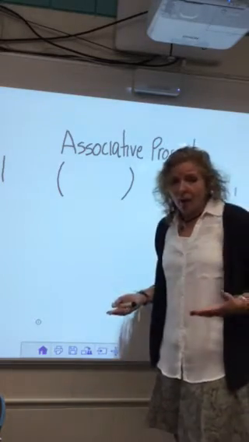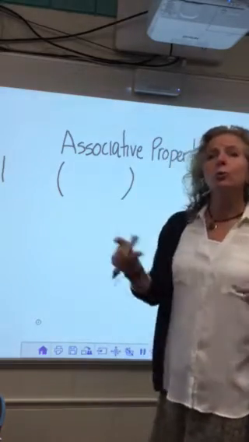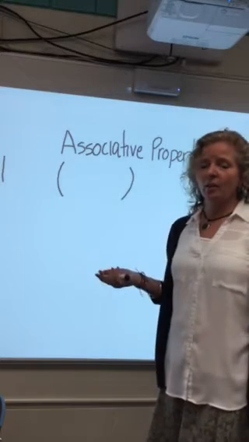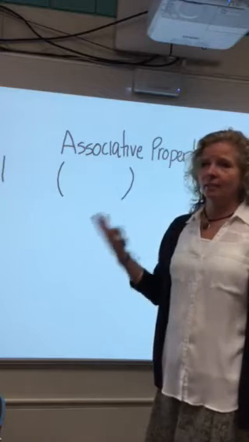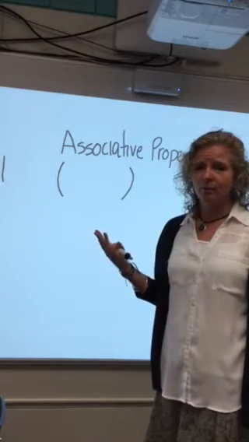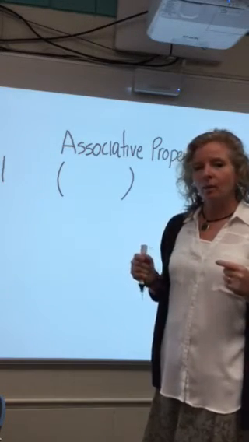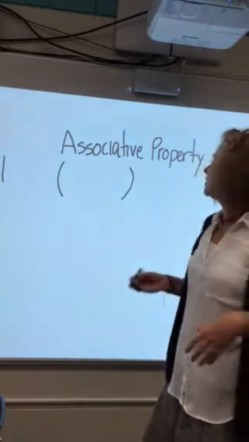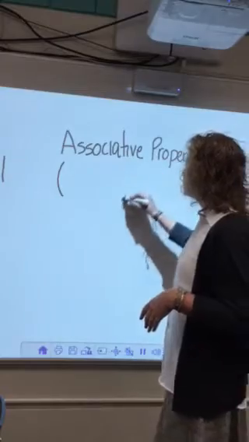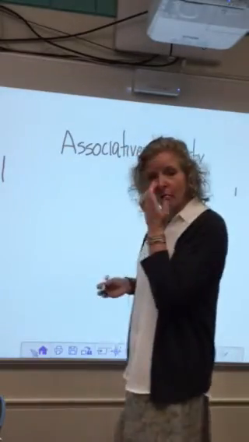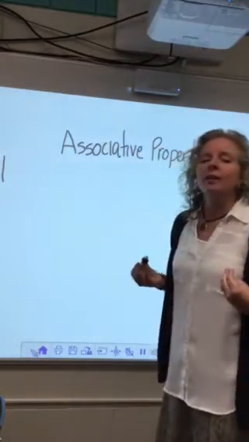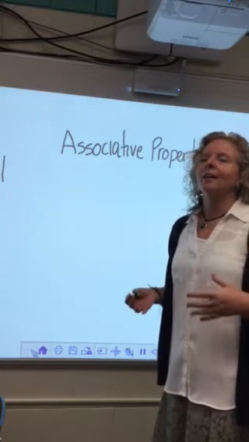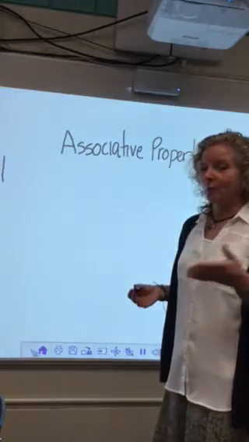You guys know by now, it doesn't matter how you group the numbers in addition. If it's the same 3 digits on either side, doesn't matter how you group them, you're going to get the same sum. That's true for multiplication as well. So what I would do when demonstrating the associative property, I would follow the exact same steps that I follow when I'm building an example for the associative property of addition.